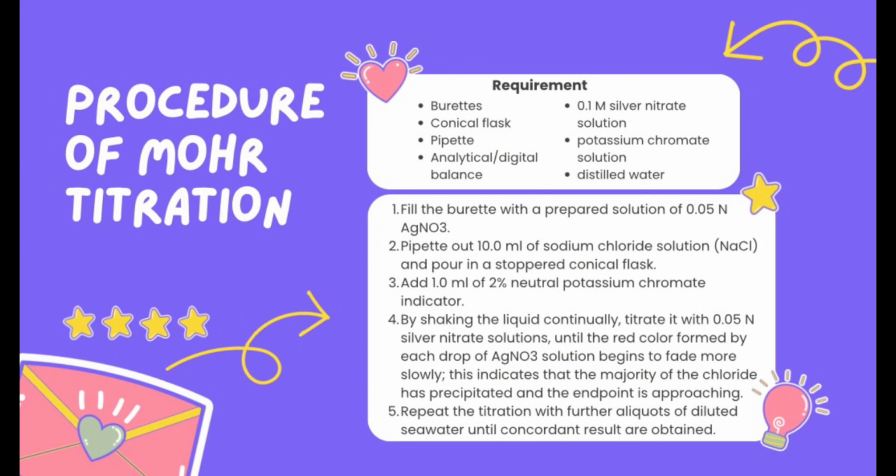Then, by shaking the liquid continually, titrate it with 0.05 N silver nitrate solution until the red color formed by each drop of AgNO3 solution begins to fade more slowly. This indicates that the majority of the chloride has precipitated and the endpoint is approaching.